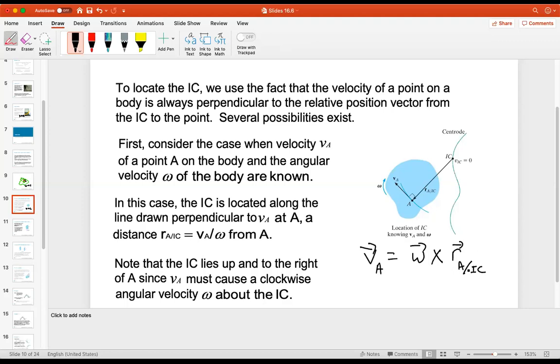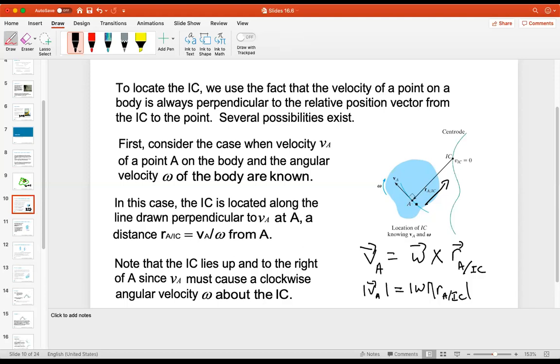the radius. And if you work this out in magnitude form, this would say that the magnitude of the velocity equals the magnitude of the scalar angular velocity times the magnitude of the relative vector. So that gives you the magnitude of it, and then you know that it has to be perpendicular to the velocity vector, and so you can work backwards to get the position of the instantaneous center.